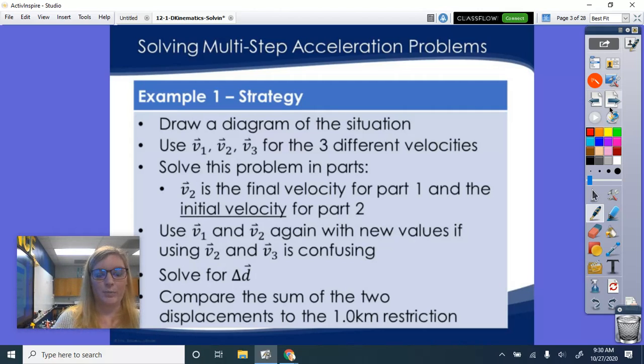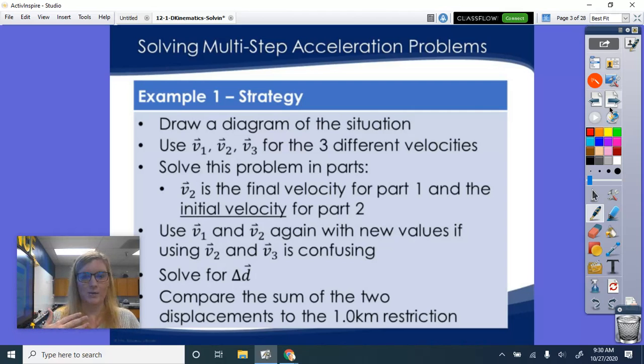We're going to solve it in parts. So our V2 is going to be our final velocity for the first part where we know that we're accelerating. And then it's also going to be our initial velocity for that very end part where we're decelerating. And we don't want to use V1 and V2 for the first part and then V1 and V2 for the second part because it's a little confusing. So we're just going to add in a V3.